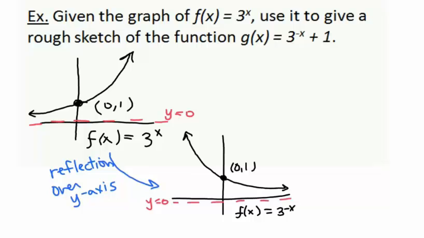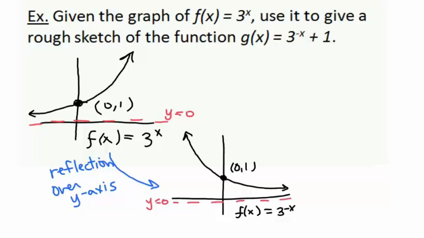So in order to accomplish this, I'm going to leave my point 0, 1 as it is, and leave my horizontal asymptote as it is. And I'm going to take all of this information I have on the right-hand side, now it becomes the left-hand side, and then all this information on the left-hand side now becomes the right-hand side. So now we've dealt with our negative x, the next step is to look at this plus 1.